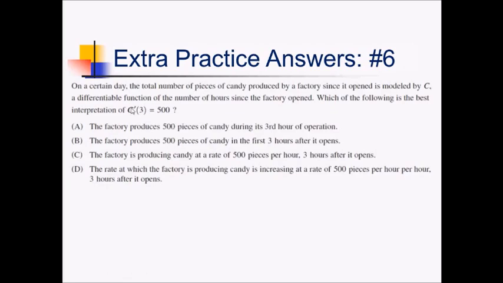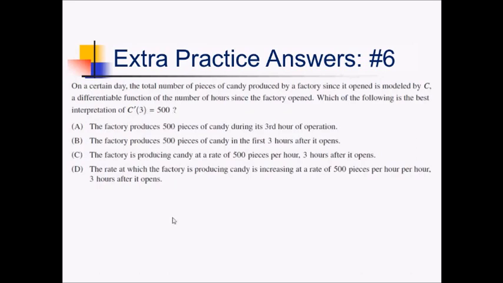For number 16, they're testing our knowledge of what a prime actually means here, what a derivative means. So on a certain day, the total number of pieces of candy produced by a factory since it opened is modeled by C, a differentiable function of the number of hours since the factory opened. We want to know the best interpretation of C prime of 3 equals 500.